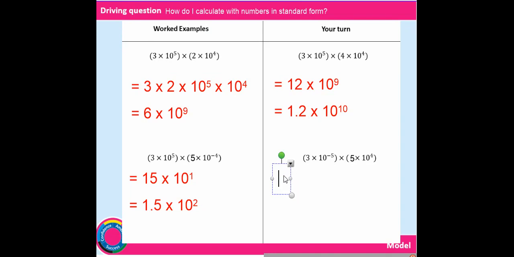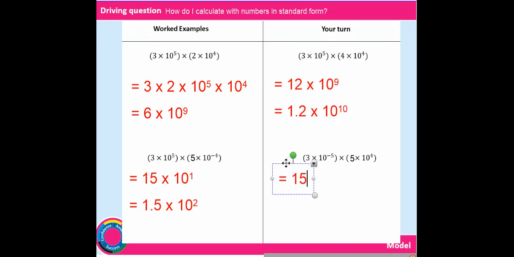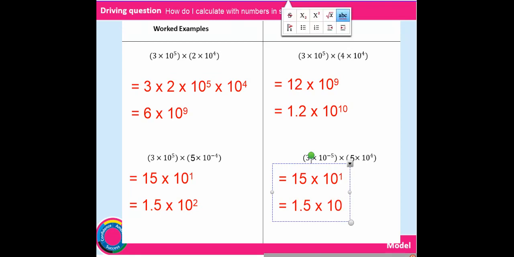Next question. 3 multiplied by 5 is 15. 10 to the power of negative 5 multiplied by 10 to the power of 4 is 10 to the power of negative 1. It's almost actually identical to the question on the left. So that would be 1.5 multiplied by 10 squared.